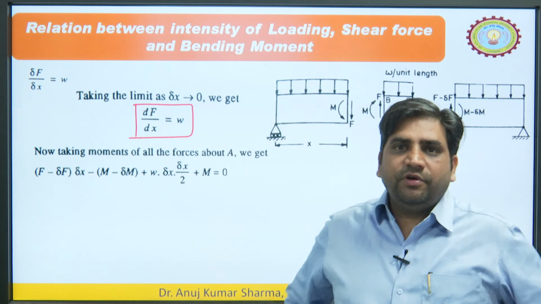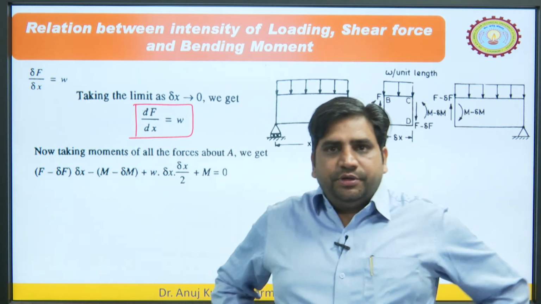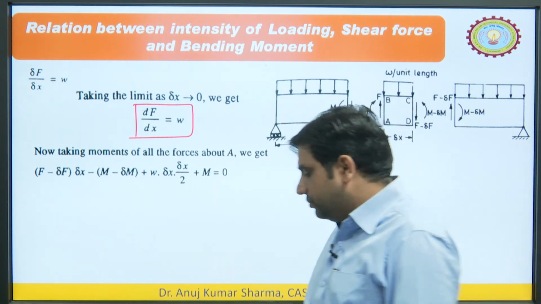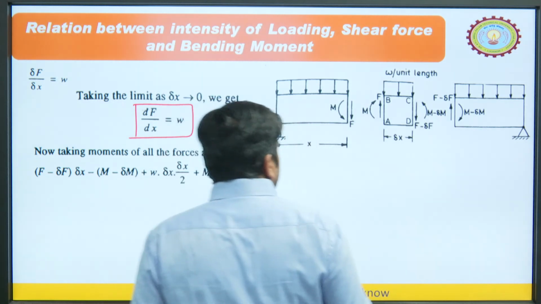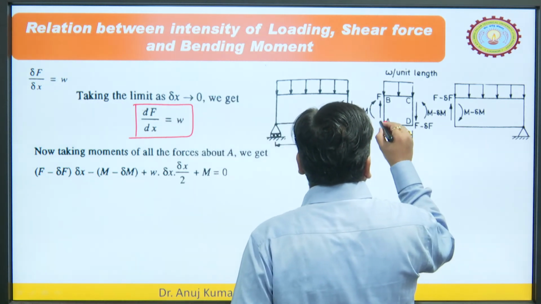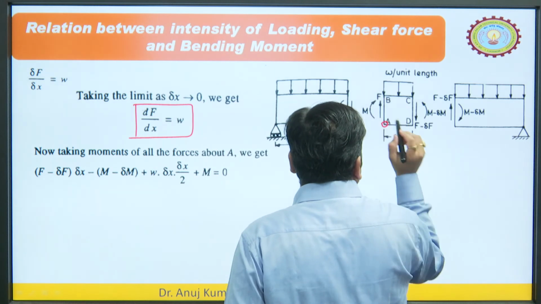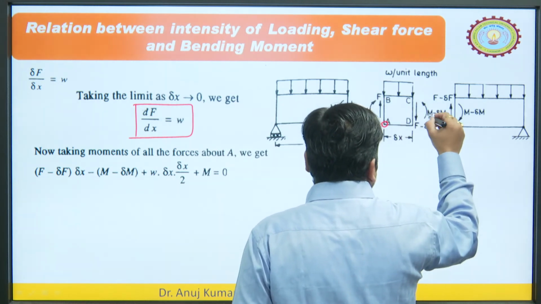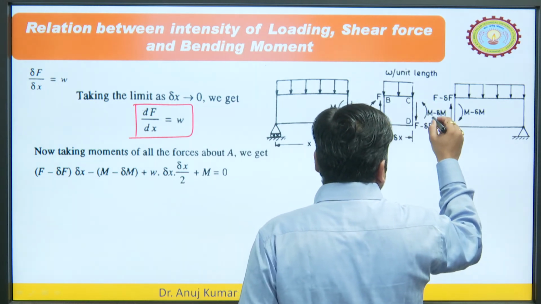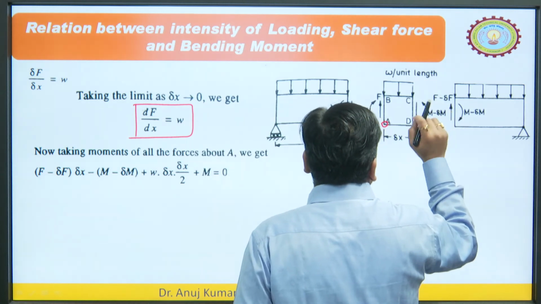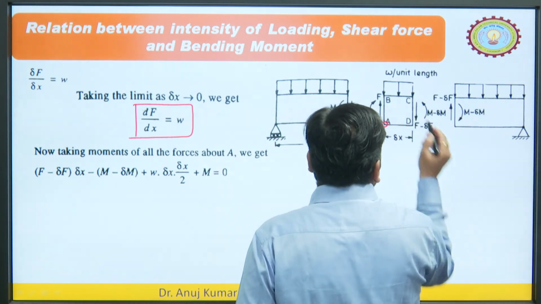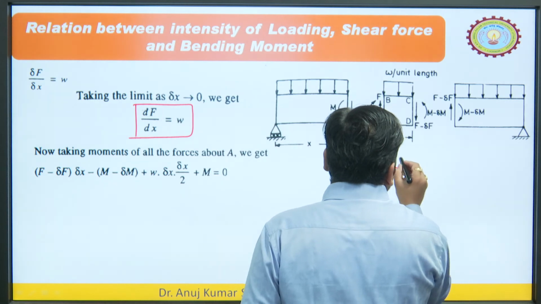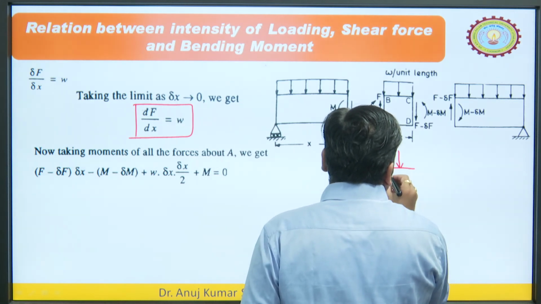Now, taking moments of all the forces about point A. If we see point A, what is the total moment? On the left side the moment is M, and on the right side it is M minus delta M, which is anti-clockwise. Let us say this is the beam and this is the moment. This distance is delta x by 2.